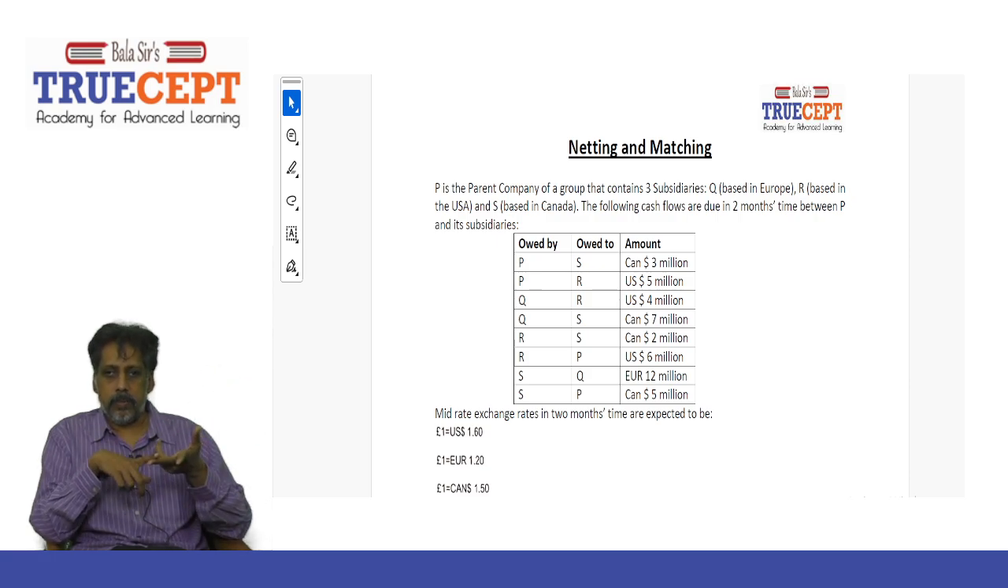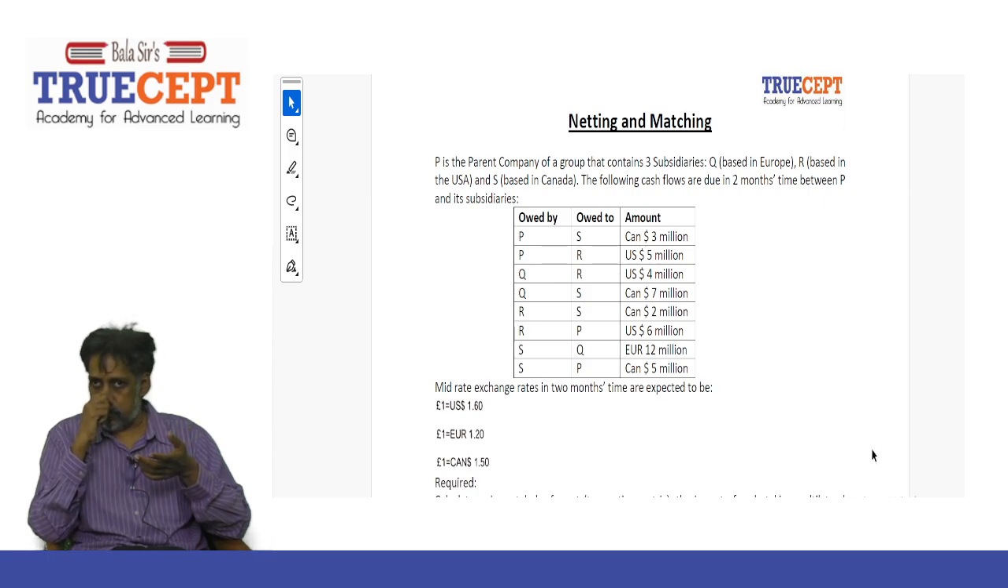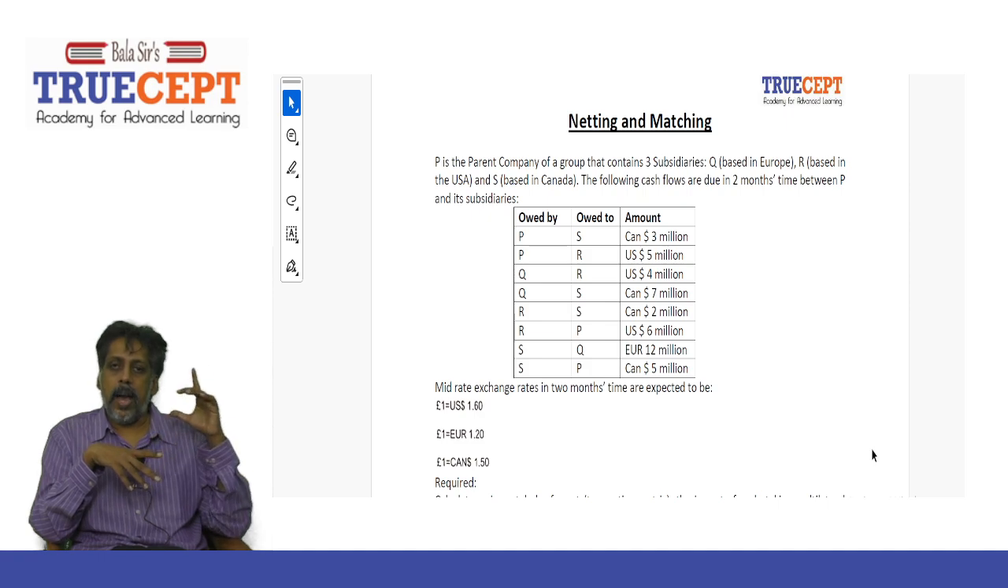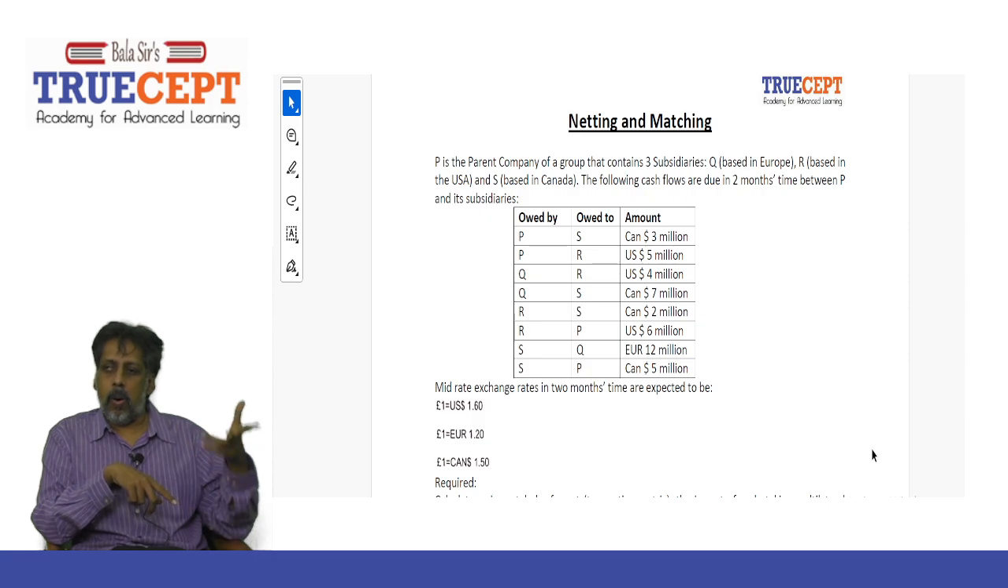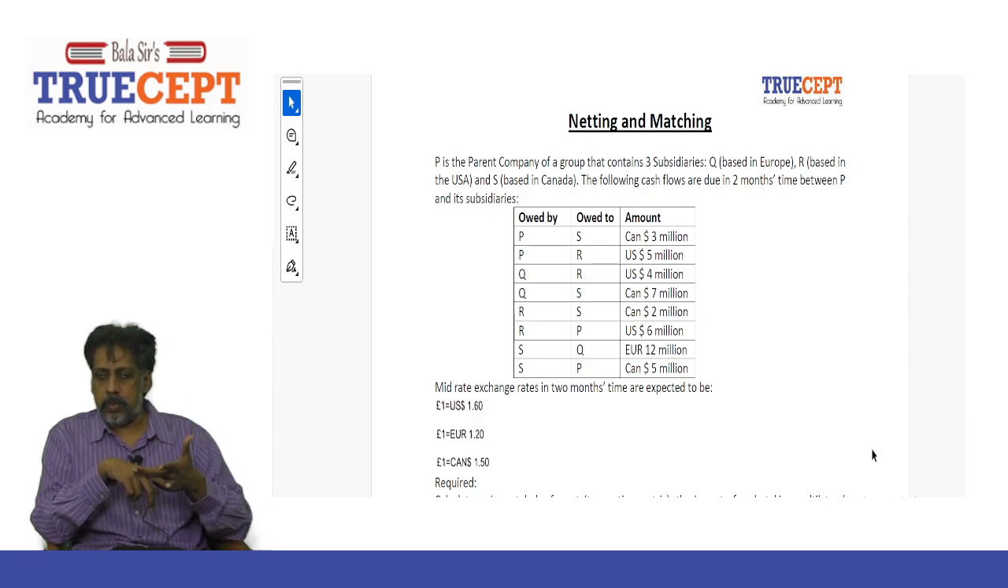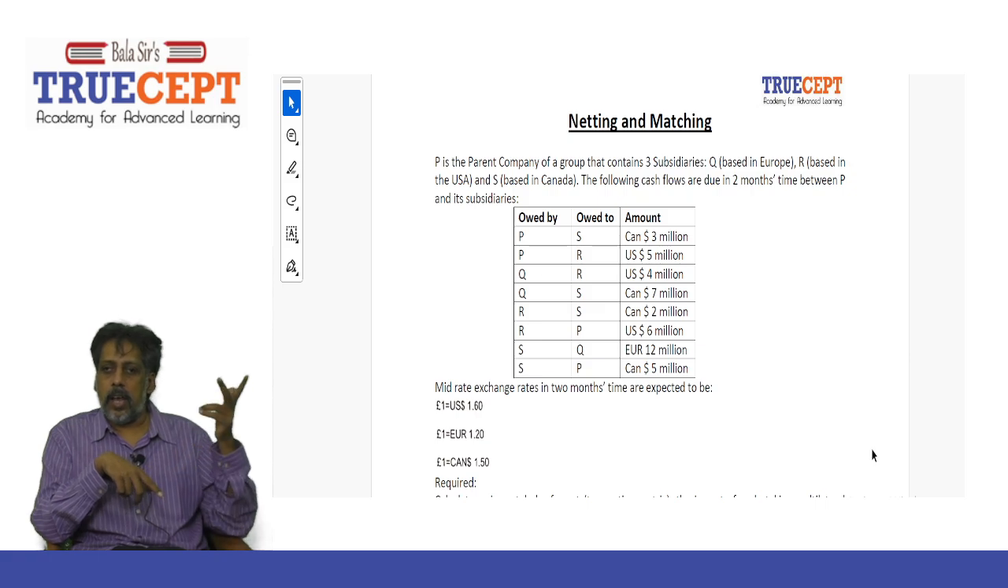Yes, ma, read the question. P is the parent company of a group that contains 3 subsidiaries: Q based in Euro, R based in USA, and S based in Canada. So P is a parent entity, and that parent company has 3 subsidiaries. One in the Eurozone, where the currency is going to be Euro, and another subsidiary in the US, so the currency is going to be US dollar. And the third entity is in Canada.